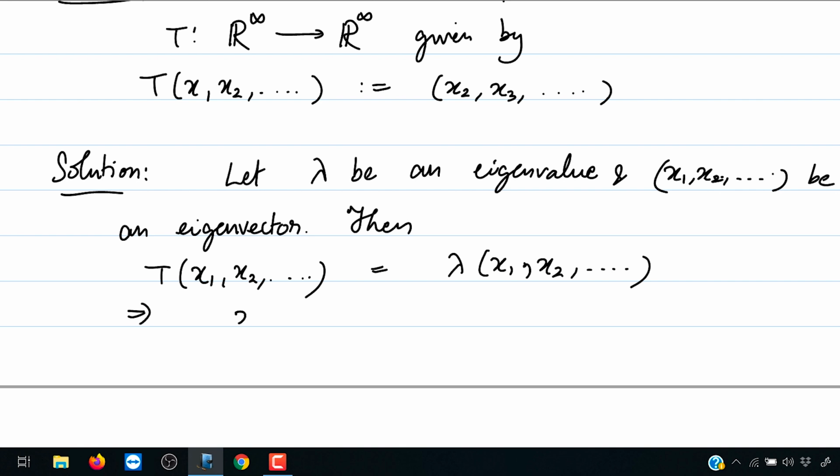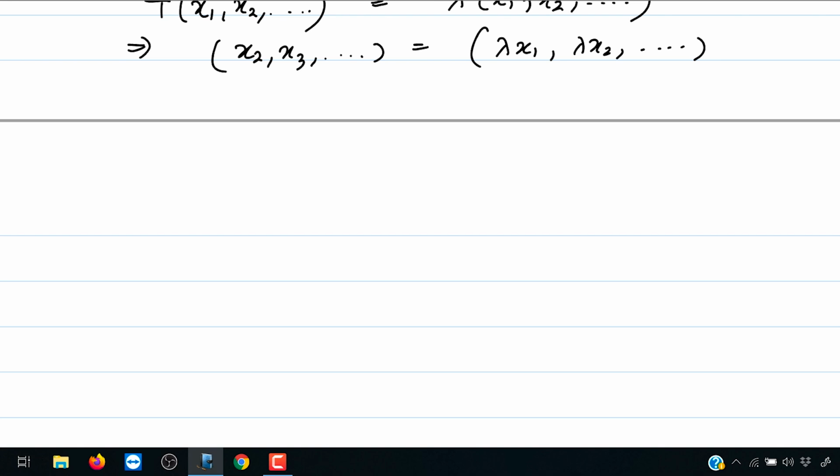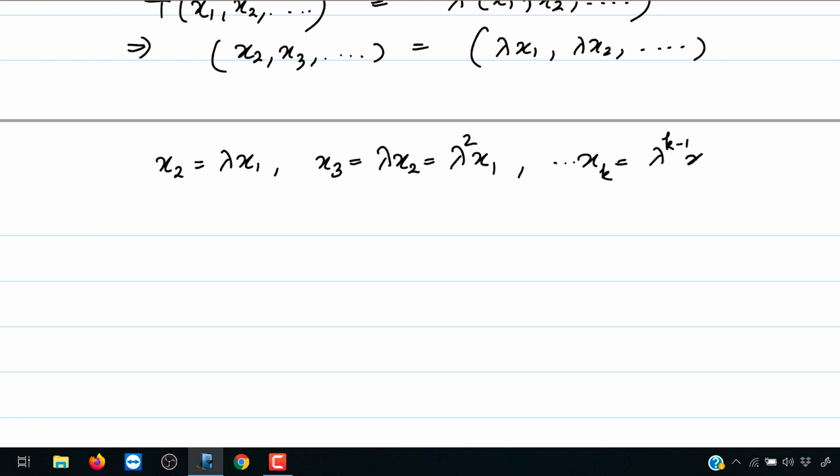This implies that (x2, x3, ...) is equal to lambda times (x1, x2, ...). So I'll put it inside: this is (lambda x1, lambda x2, ...). And we do a component-wise equating of the terms here to obtain x2 is equal to lambda x1, x3 is equal to lambda x2, which is equal to lambda square x1. Similarly, xk is equal to lambda to the power k minus 1 times x1.